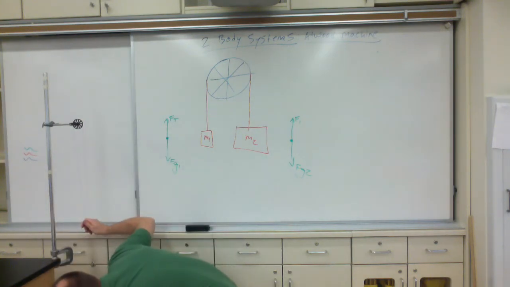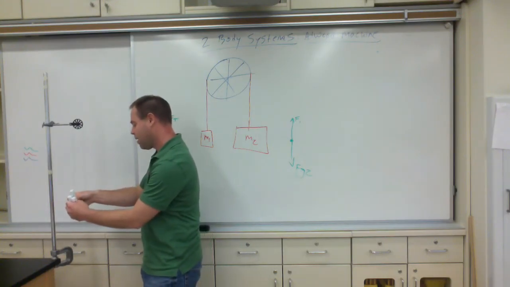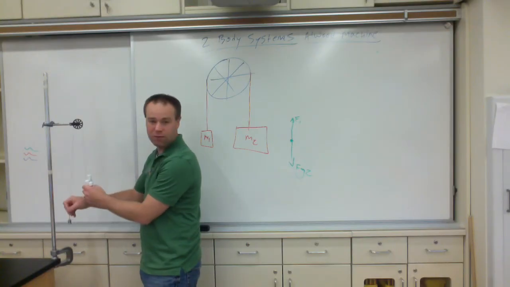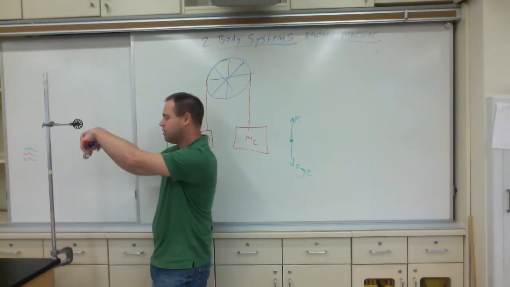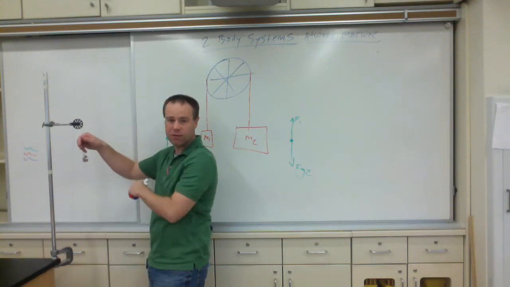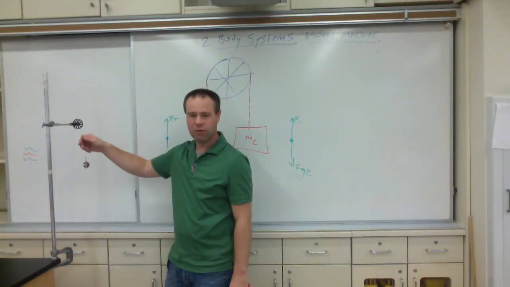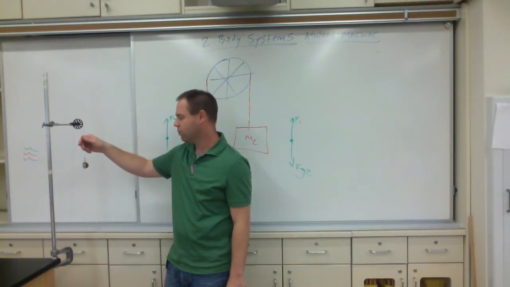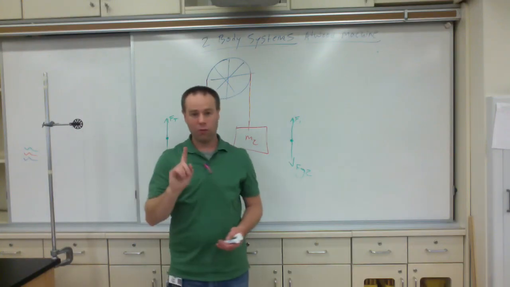In fact, something that's really important about two-body systems is that both objects have the same acceleration. If you think about it, that makes perfect sense because they're tied together with a string. However quickly this is accelerating down, the other one's accelerating up at the same rate. Watch it one more time and just convince yourself that they're accelerating at the same rate. There you go. We'll remember that for later.